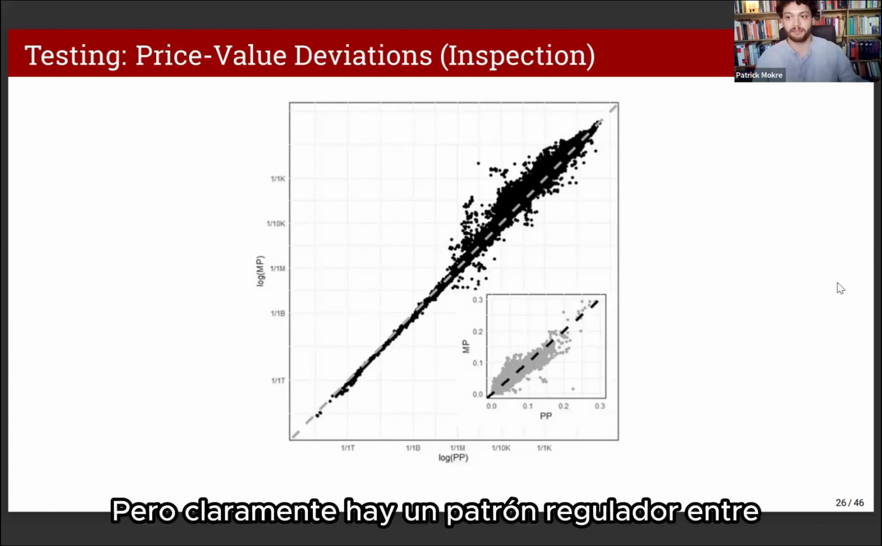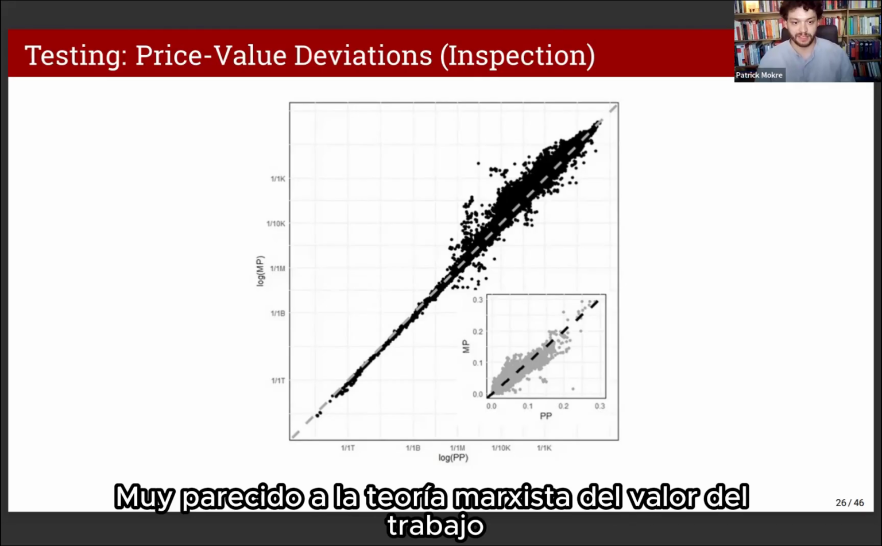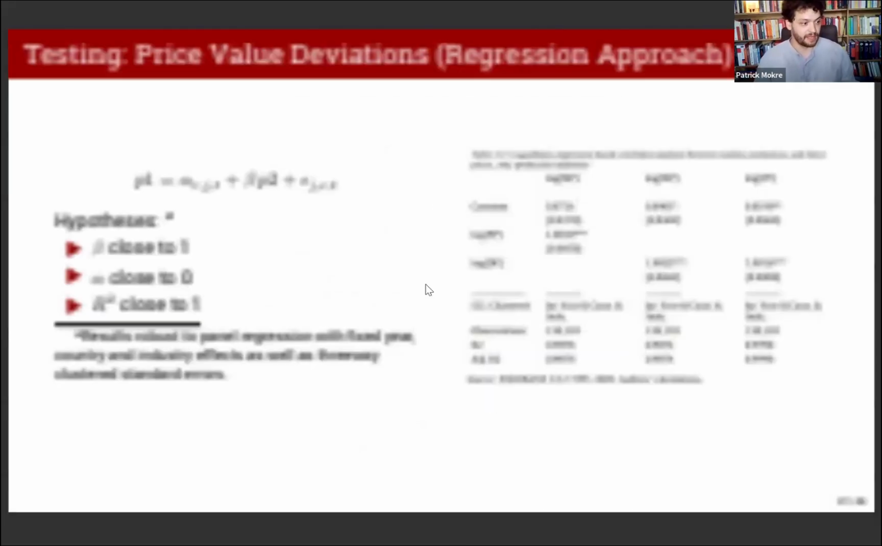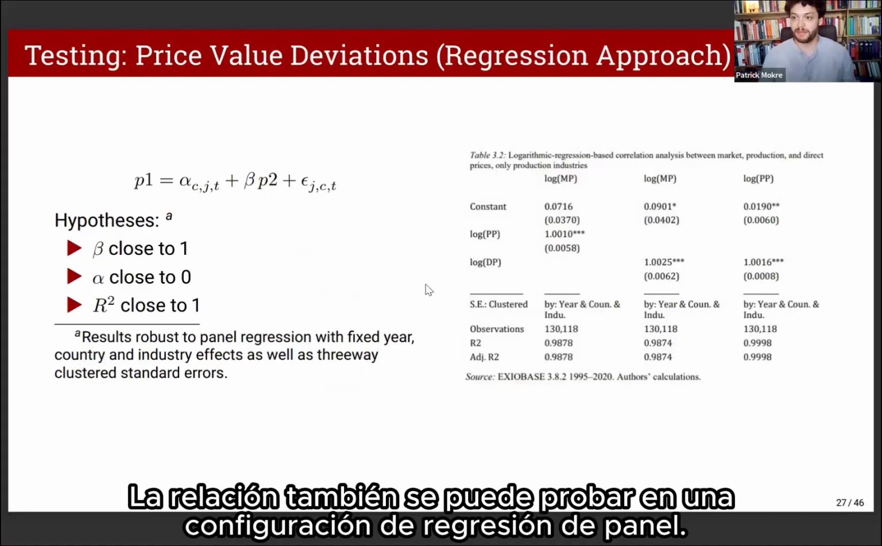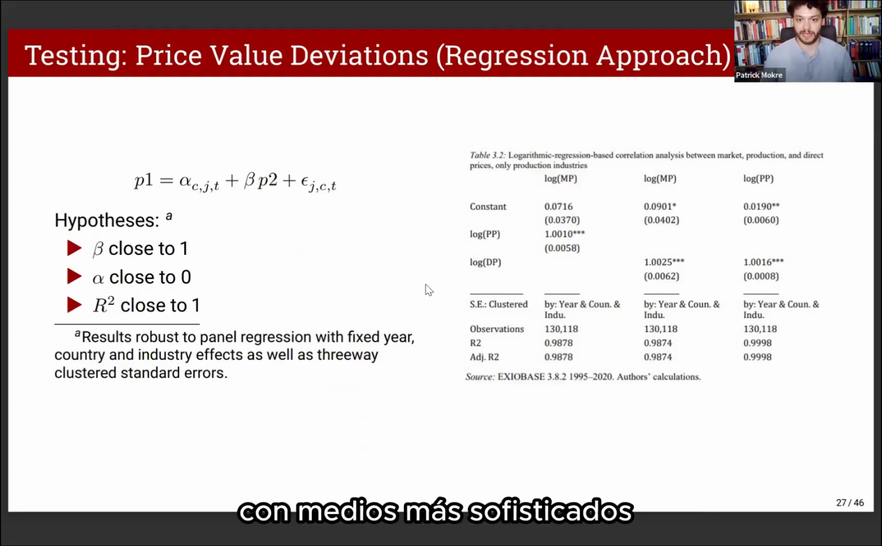there's clearly a regulating pattern between production prices and market prices. It's almost linear, much like the Marxist labor theory of value would prescribe. The relationship can also be tested in a panel regression setup, which is essentially correlation analysis with more sophisticated means.